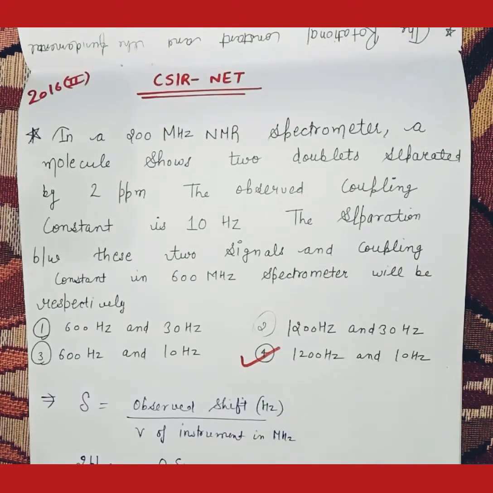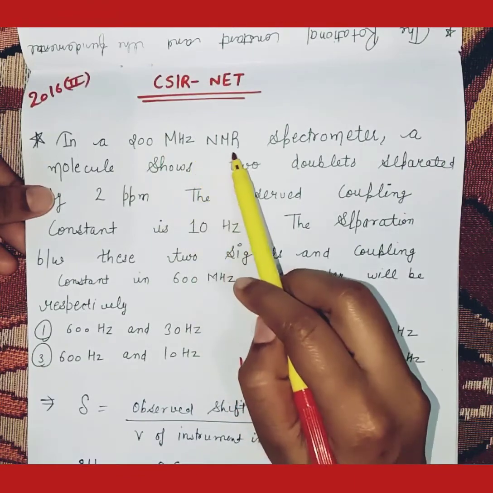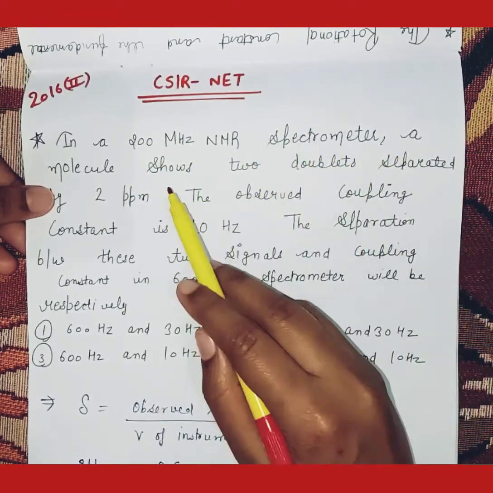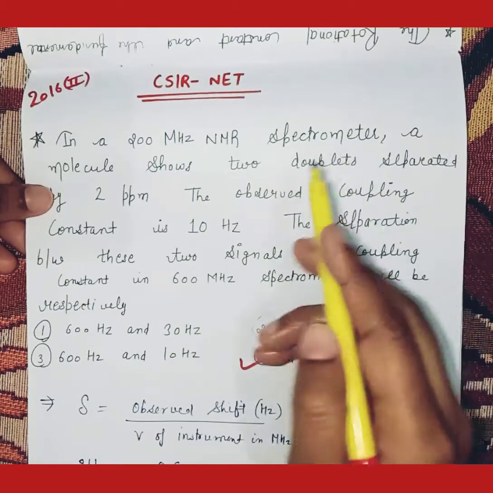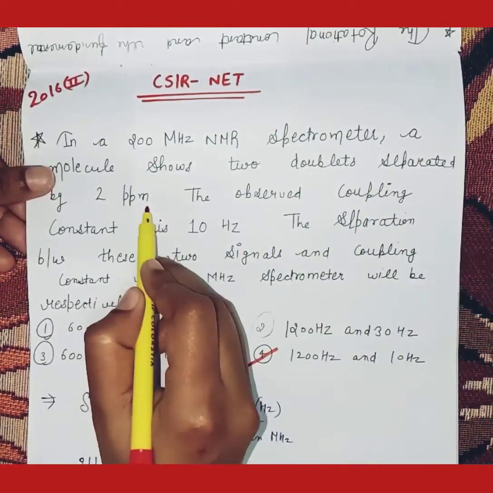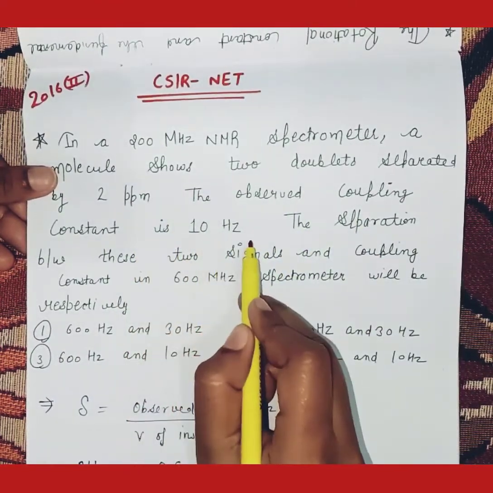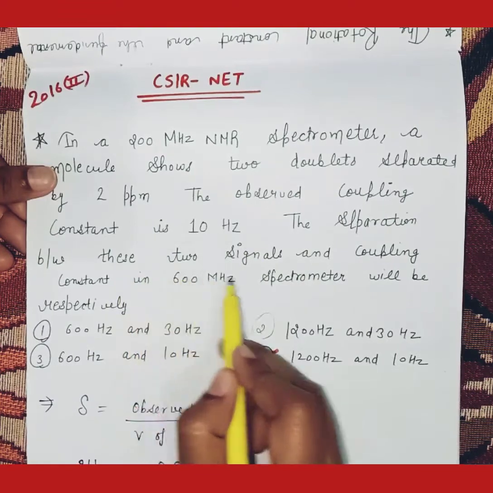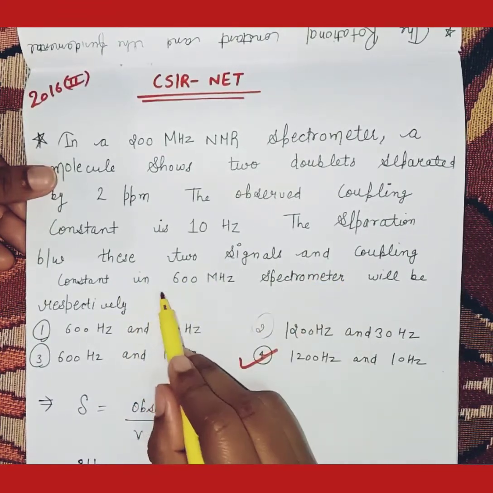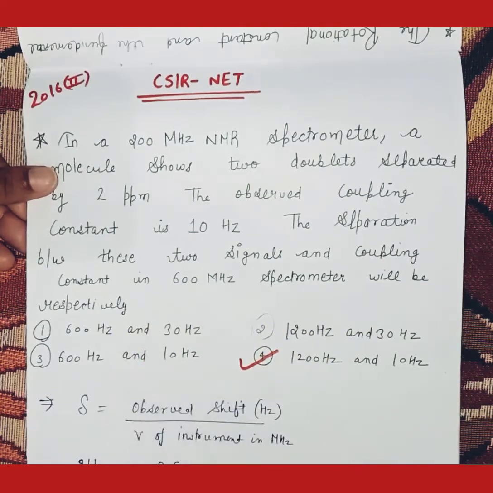So here are the problems of CSIR NET 2016 exam on NMR spectroscopy. The first question is: in a 200 megahertz NMR spectrometer, a molecule shows two doublets separated by 2 ppm. The observed coupling constant is 10 hertz. The separation between these two signals and the coupling constant in a 600 megahertz spectrometer will be, respectively.